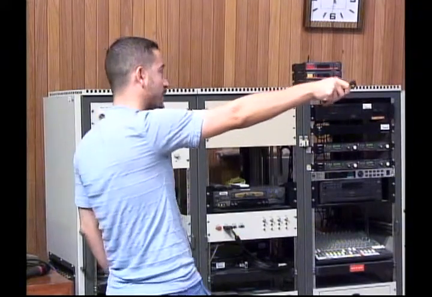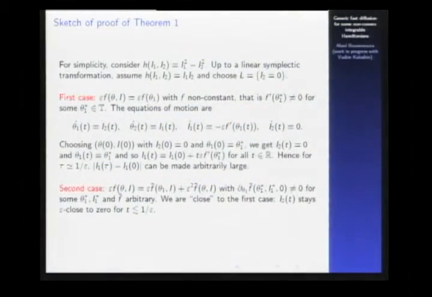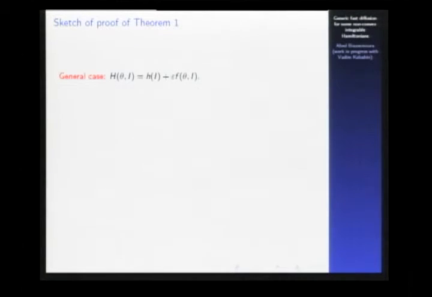So I2 of t stays epsilon close to 0 for up to this time scale. And this is sufficient to prove that if you choose tau proportional to that, you have a drift. Okay, that's not so different. So everything is easy. Now, the general case.